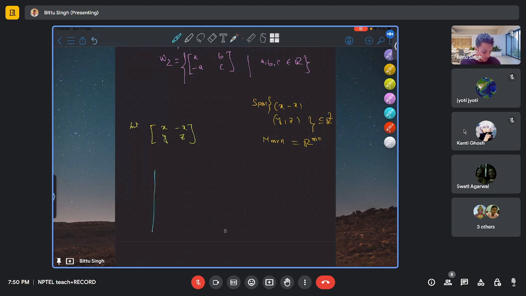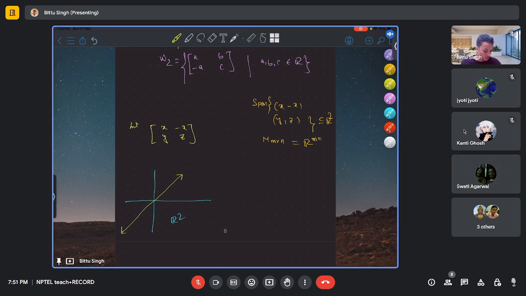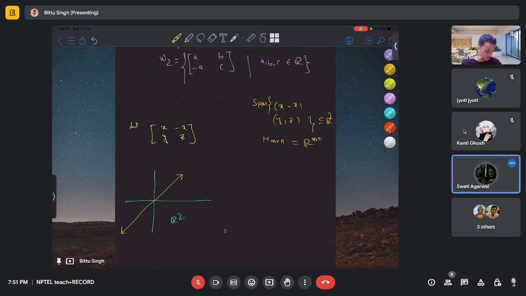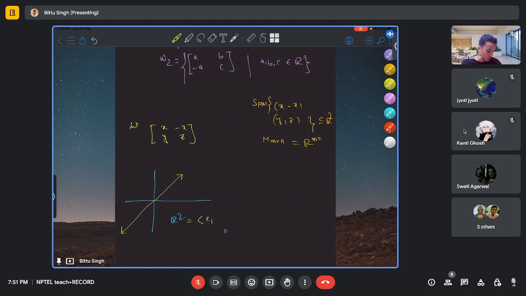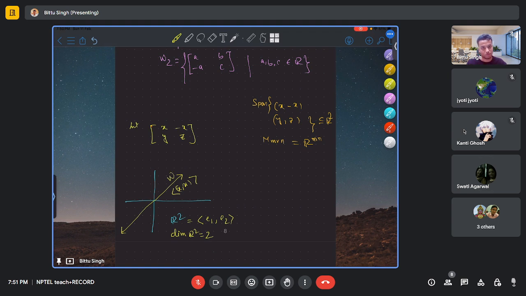if you see this R2, this is the R2 plane, and a subspace you can consider is given by some relation. This R2 has dimension 2, because R2 is generated by E1 and E2. So the dimension of R2 will be 2. But suppose this is the line x equal to y, that is, it is generated by x comma x. Then what will be the dimension of this subspace W?